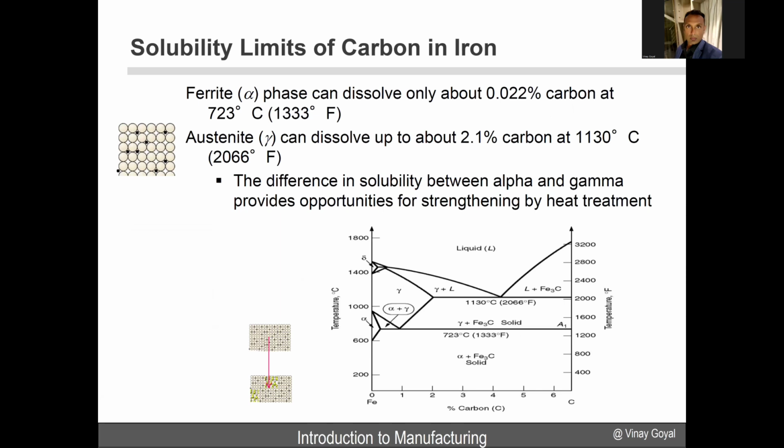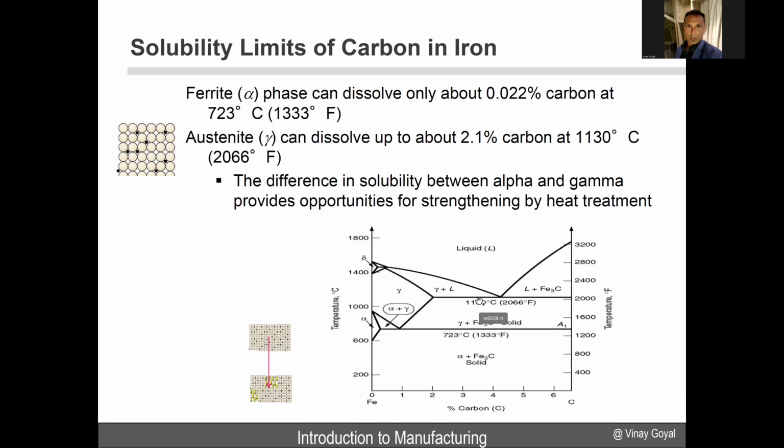There are also the solubility limits of carbon in iron. The ferrite alpha phase can dissolve only about 0.02% carbon at 723 degrees. You can see that here, there's 723 degrees, and then the alpha phase is over here, and it can only dissolve about 0.02% carbon. Then you have the austenite phase that can dissolve about 2.1% carbon. You can see that here because this point right here is about there, and that's at 1130 degrees C.